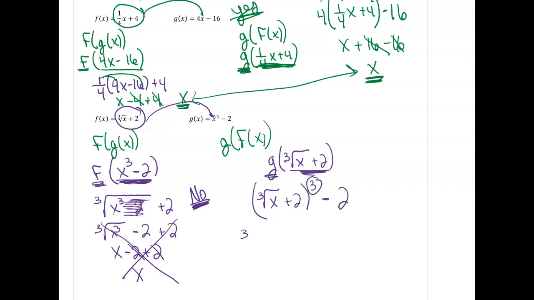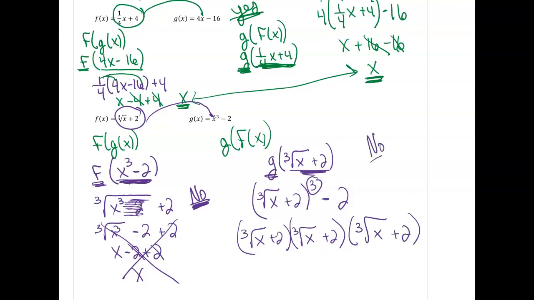power actually means that there's 3 of these. And if you take your time and multiply these 3 parentheses, it's just going to be a mess and nothing's ever going to cancel out. So my answer is no.